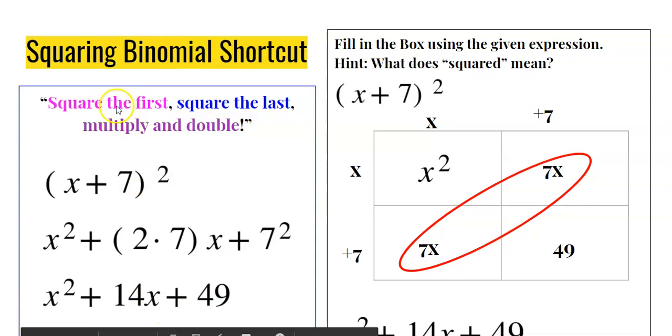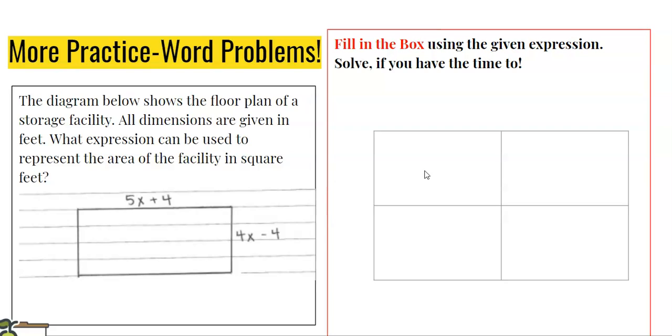Now you don't necessarily have to know this. You can use the box method and get the exact same answer. However, this is a shortcut if you can remember the saying. Now you'll have a few of these types of problems in your homework assignment on Delta Math. So the shortcut will help, but once again, you can always just use the box method.